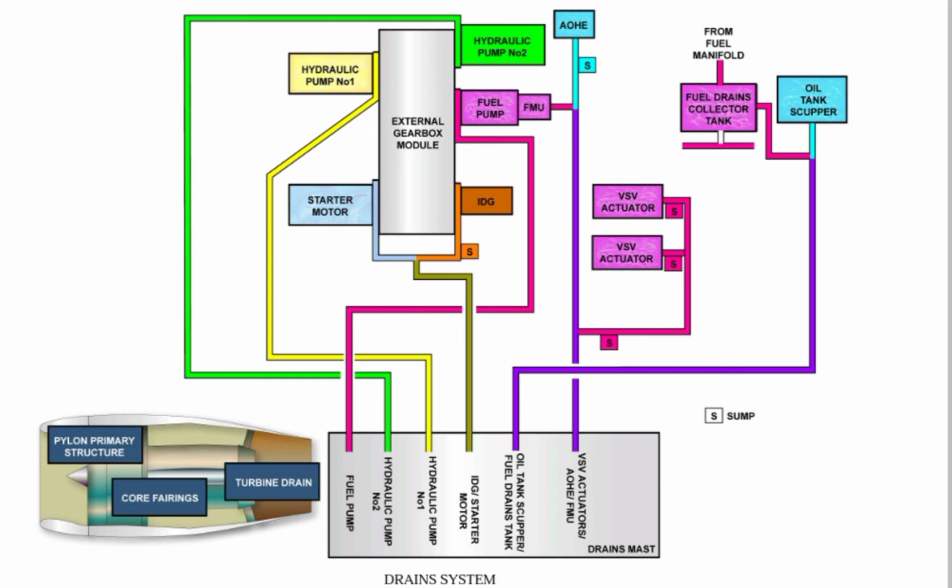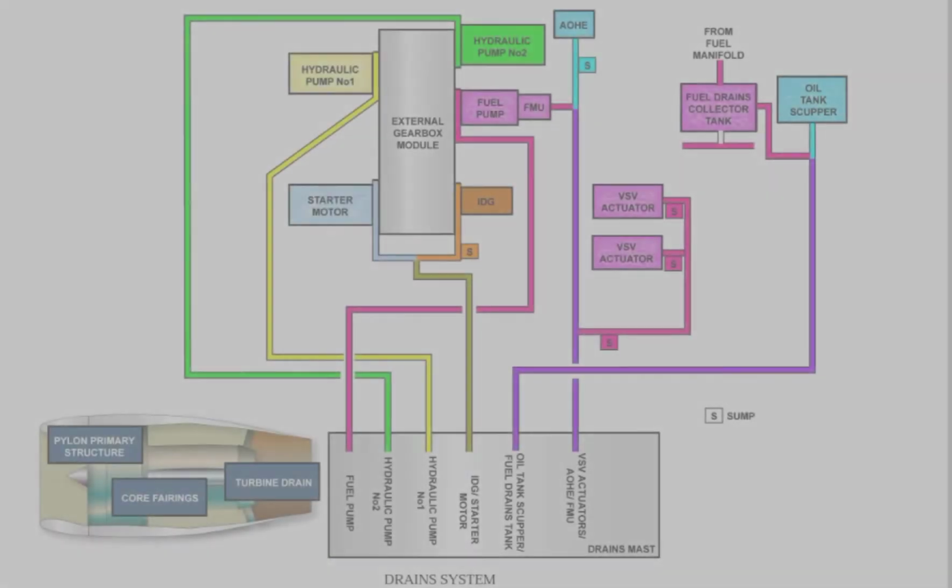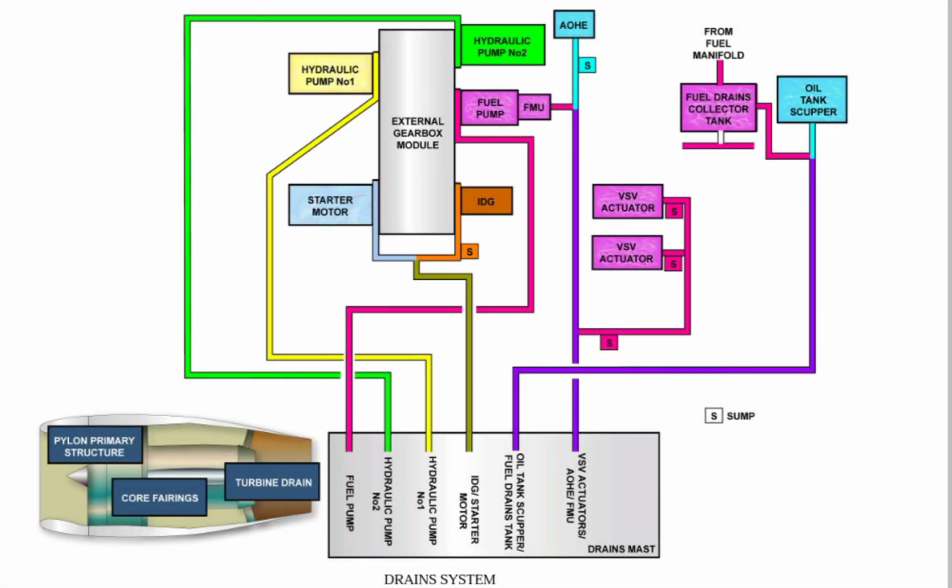Note: the two VSV actuators, the AOHE and the FMU are connected to the same drain outlet at the drains mast, as well as the IDG and the starter. But the drain tube from each actuator, the AOHE and the IDG have a sump for better source leak detection.